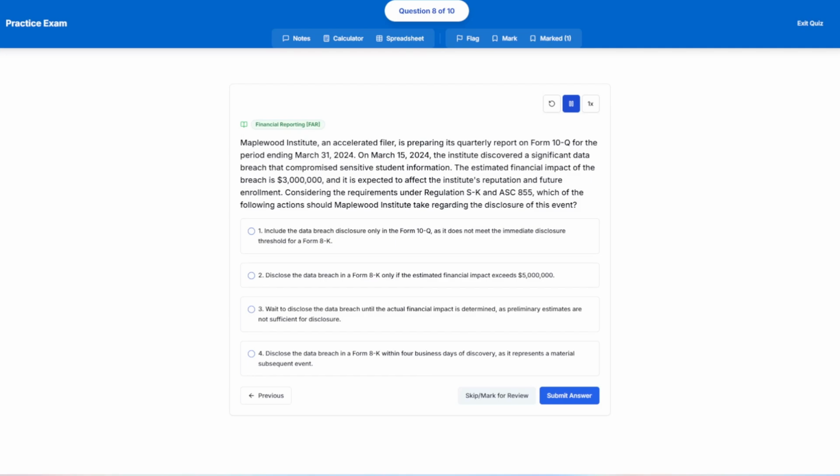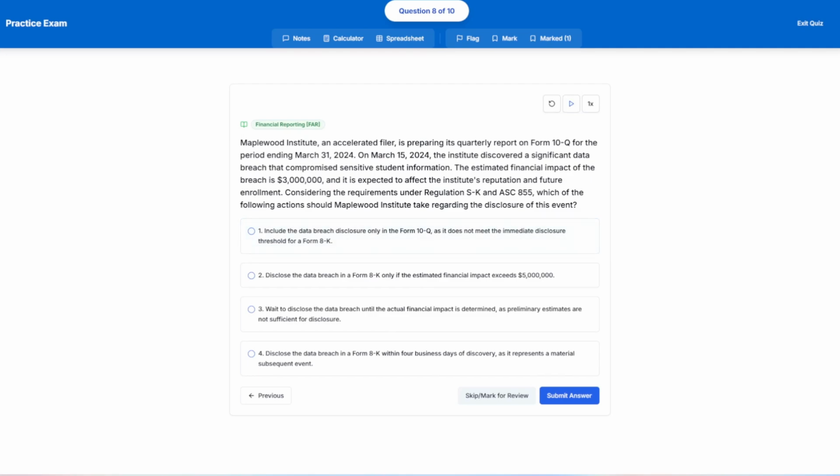Question. Maplewood Institute, an accelerated filer, is preparing its quarterly report on Form 10-Q for the period ending March 31, 2024. On March 15, 2024, the Institute discovered a significant data breach that compromised sensitive student information. The estimated financial impact of the breach is $3 million, and it is expected to affect the Institute's reputation and future enrollment. Considering the requirements under Regulation S-K and ASC 855, which of the following actions should Maplewood Institute take regarding the disclosure of this event?